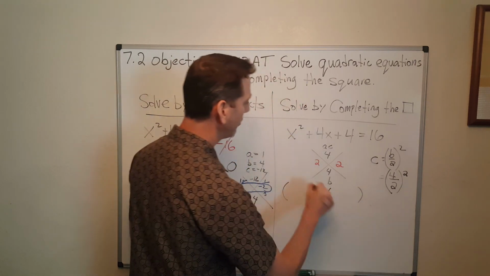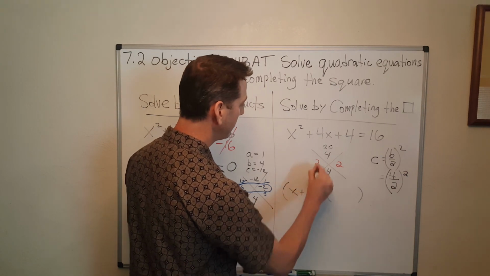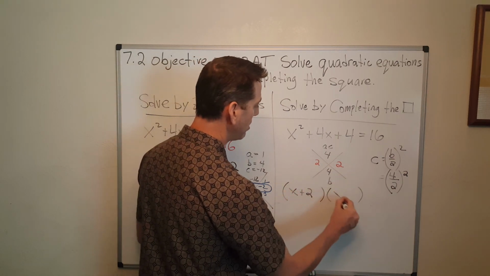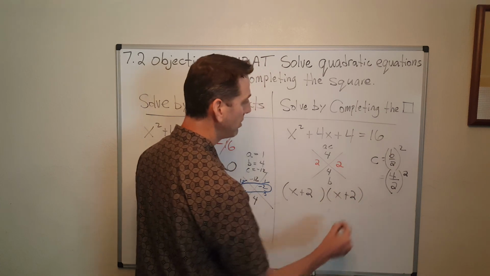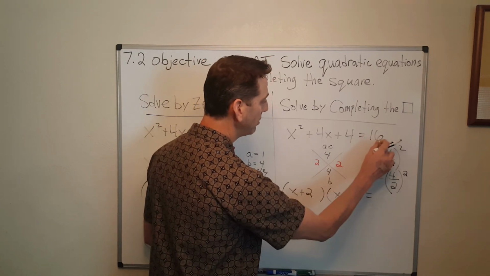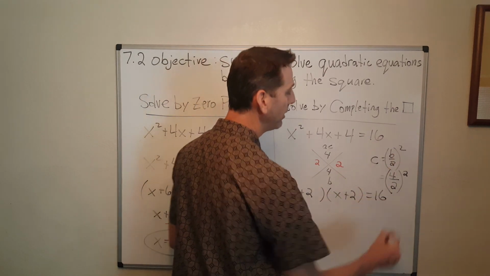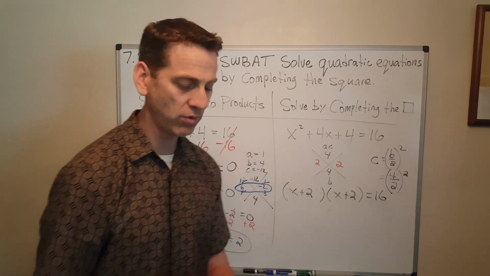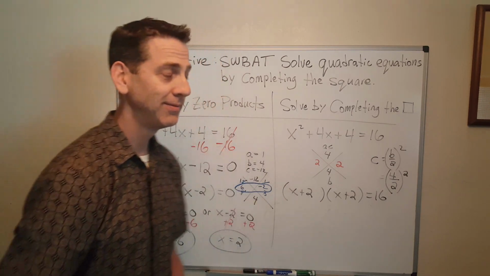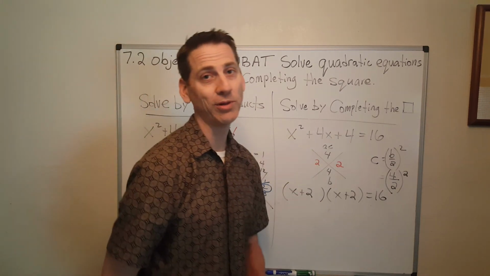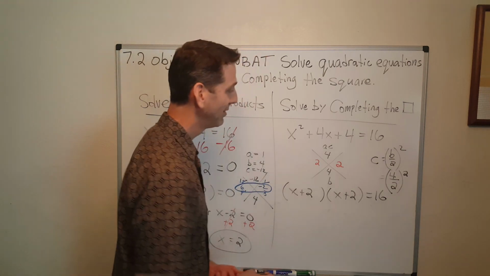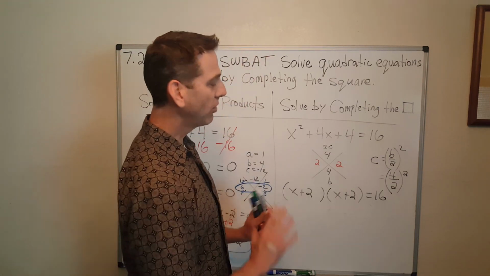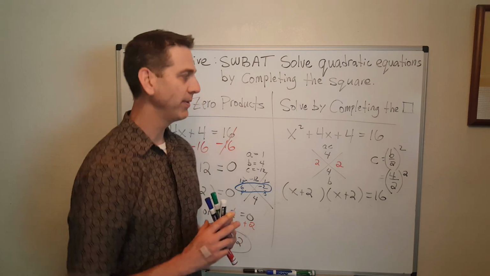Let's erase that. So x plus 2 and x plus 2, and that's all equal to 16, right? We have not put this in standard form. One of the cool things about this is you don't really have to have it in standard form. Okay, so now I want you to notice something.